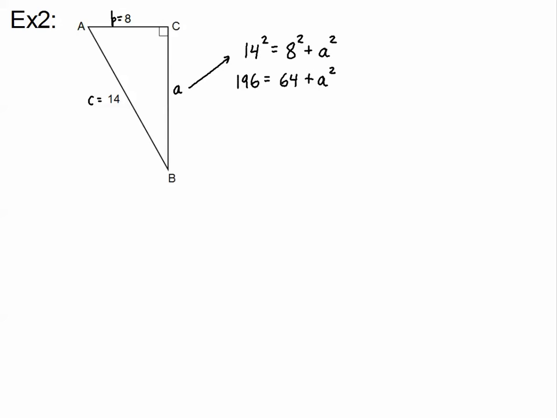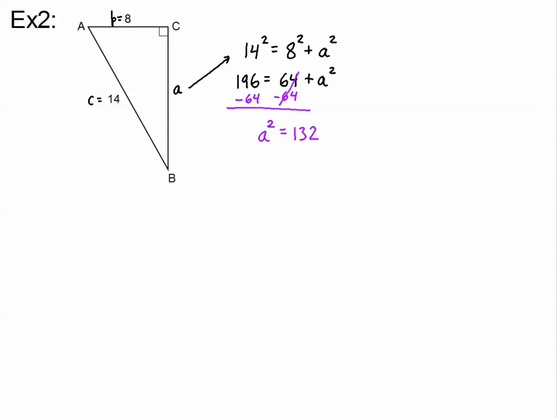If I subtract 64, and if I use the symmetric property, I like my variable to be over here. So if you don't mind, I'm going to write a squared first. That's going to be equal to 132.